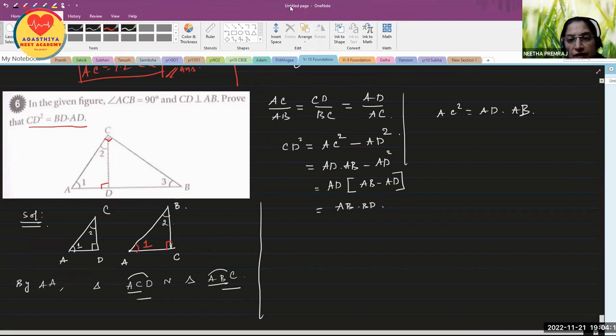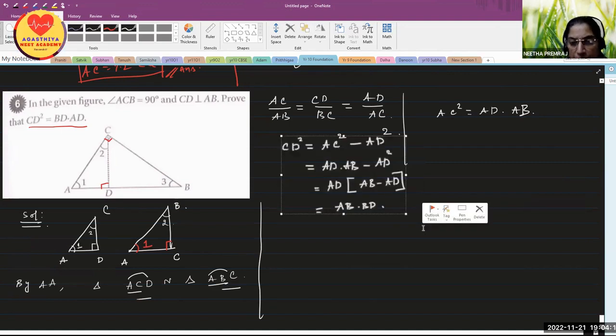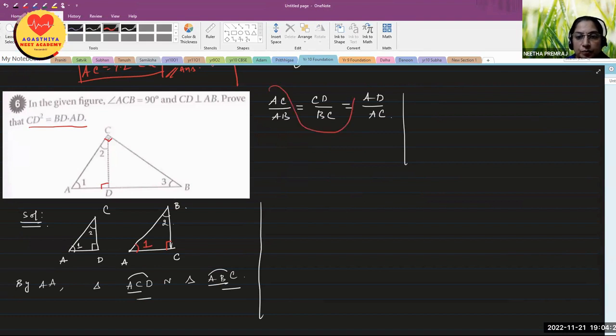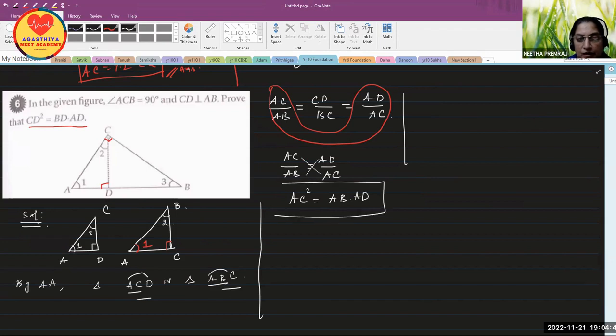Okay, I'll explain once again. Wait, guys, I'll explain. What I do, I take these two. So this one, how do you rewrite? AC by AB is equal to AD by AC. Now you cross multiply. AC square is equal to AB times AD. Okay, let it be. Now you consider this triangle.